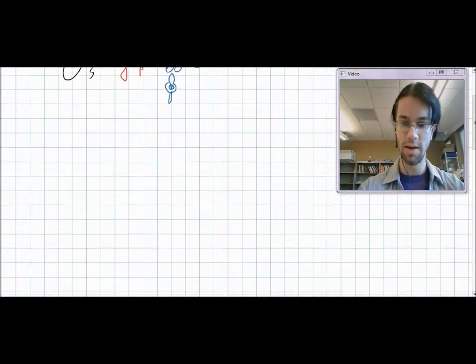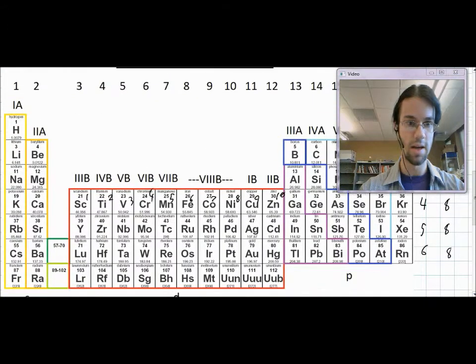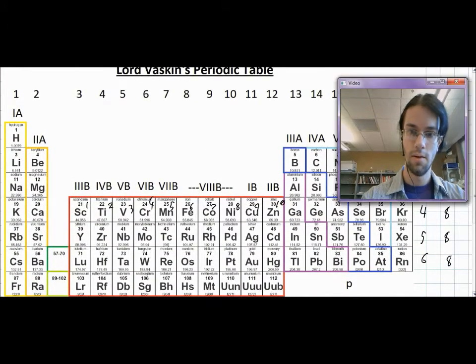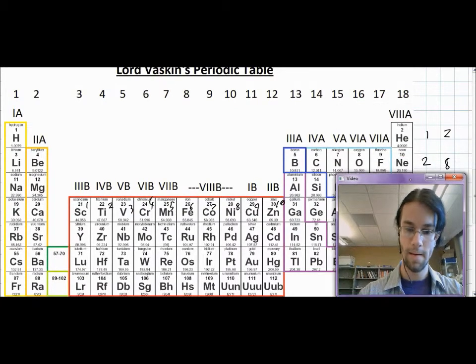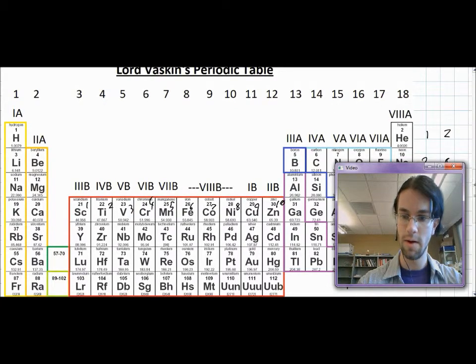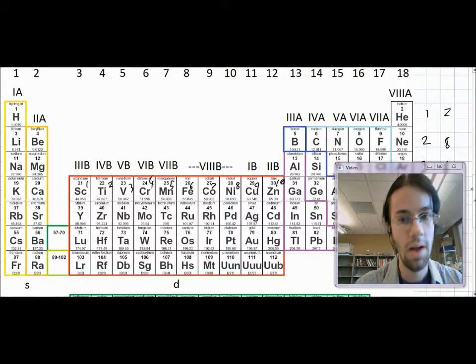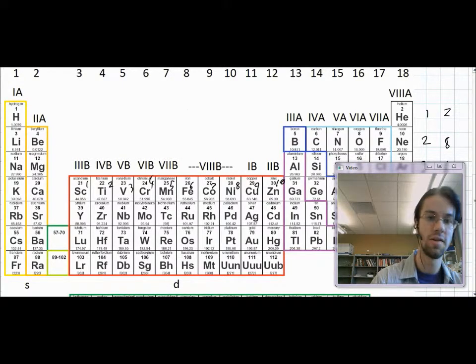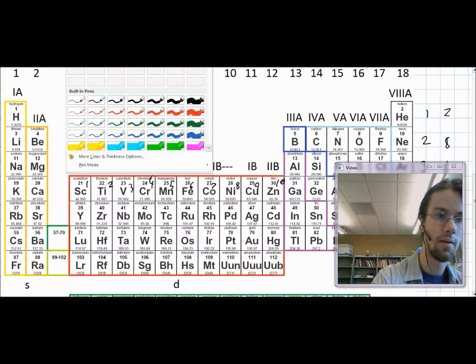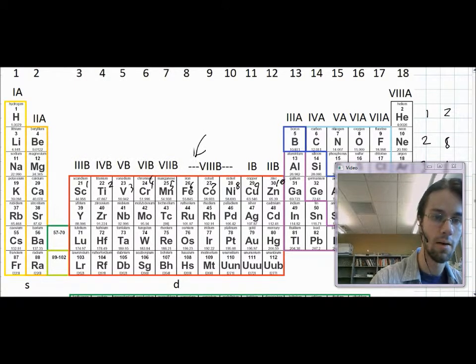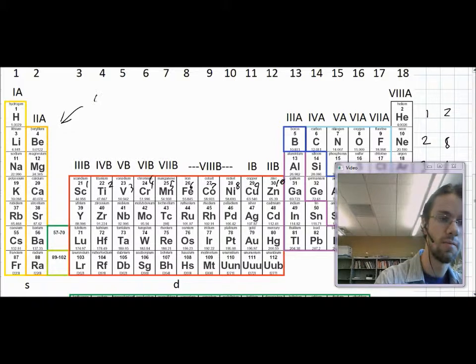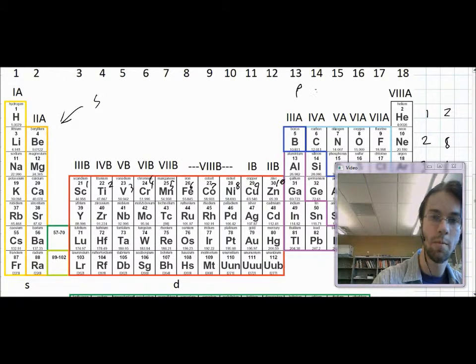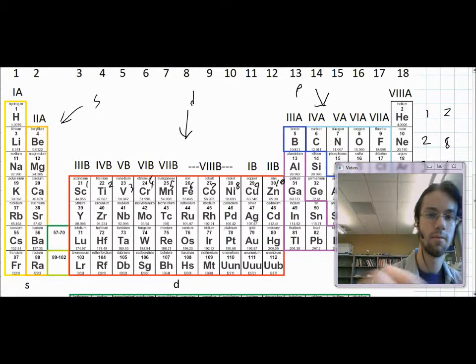Now let's scroll on down to my periodic table. And so, I'm just going to put myself here. You have the d orbitals being located right here in the transition metals. So, s orbitals, p orbitals, and d orbitals.